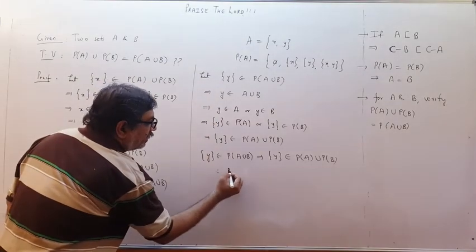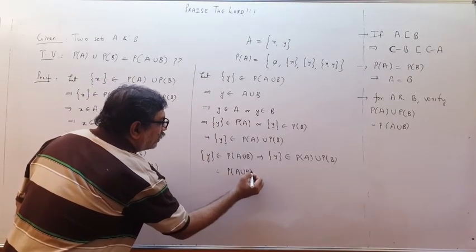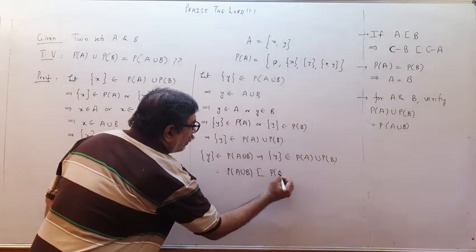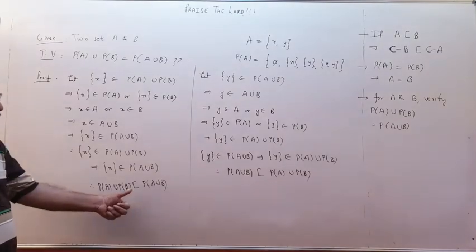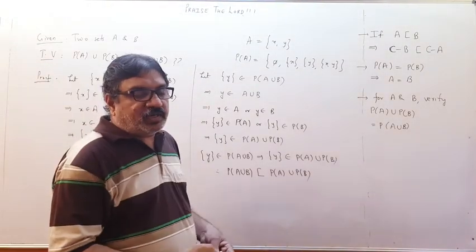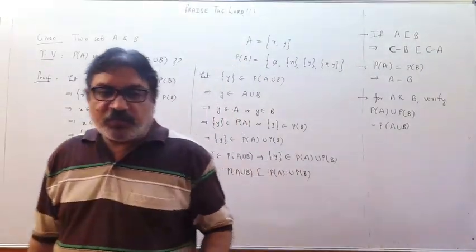Therefore, we can say that power set of A union B is subset of PA union PB. So this subset of this and this subset of this, therefore two sets are equal. Please pause and copy, children.